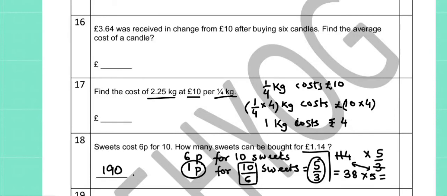As a result, the cost of 2.25 kg will be 2.25 times 40 pounds. So, after multiplication, we can also calculate as 4 times 10 times 2.25, that is 4 times 22.5 and then we multiply and get our answer. So, the final cost of 2.25 kg is 90 pounds.